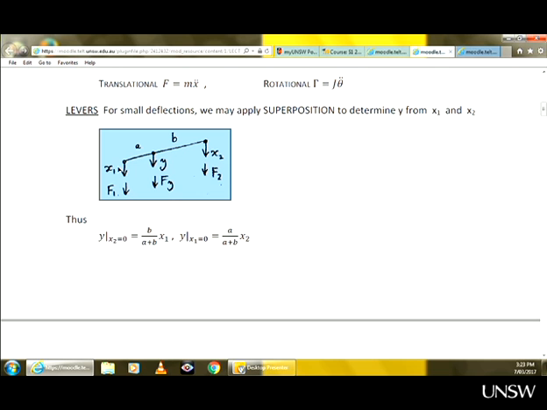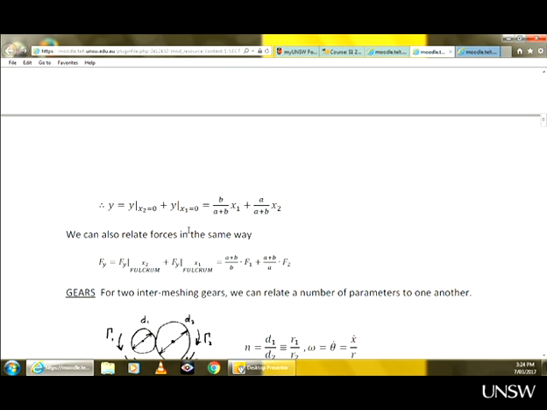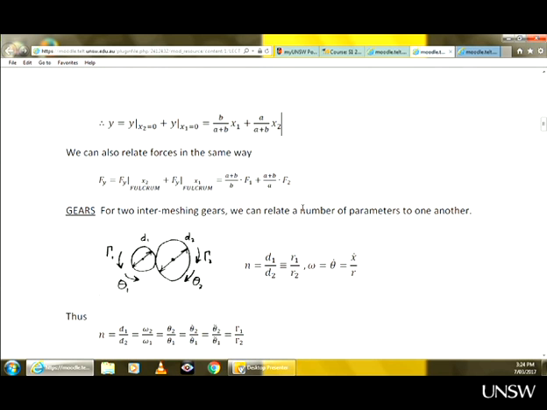Okay, if x2 is 0 and the fulcrum is here, then with linear displacements you can use similar triangles. So y in the first case, when x2 is 0, equals b over a plus b times x1. In the second case, if the fulcrum is here, y in terms of x2, you have a different pair of similar triangles, so y will be equal to a over a plus b times x2. And y will be equal to the sum of the two. This is really the equation that links the three displacements, the geometry equation of the lever.